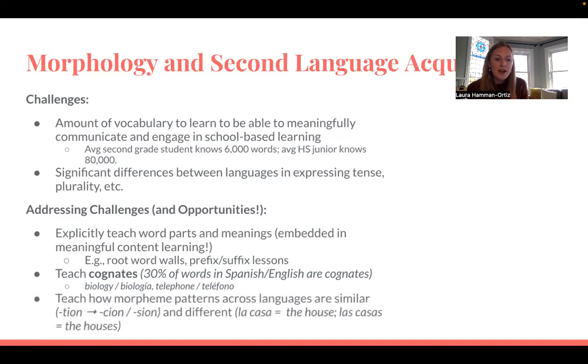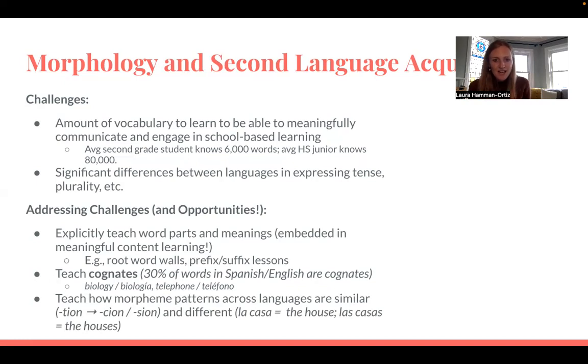Another thing you can do, and this requires a little bit of knowledge of the student's home language, which I encourage teachers to always seek out when they have multilingual learners, is to be able to teach some of the morpheme patterns that are similar or different across languages. So for example, in English, the ending tion is represented in Spanish with C or S, shun. So helping students to see that connection can help speed their vocabulary development, and things that are different.